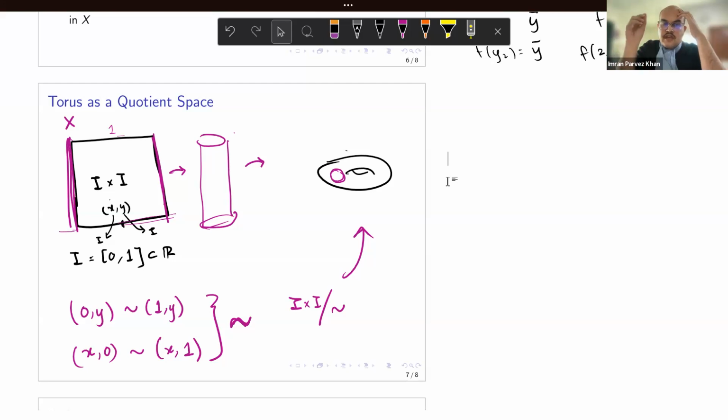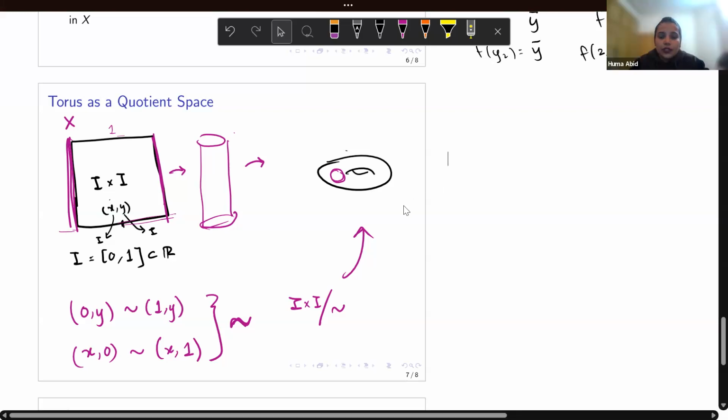Would it be as big an issue if one space is uncountable, and you transform it to a countable space? Just comment on that. Sure, that's a good question.